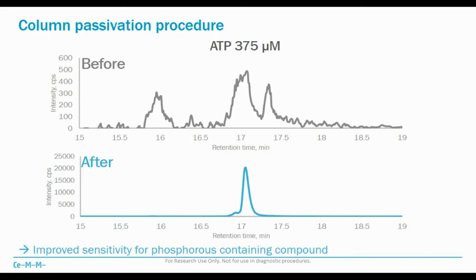And here you can see the results before we did it. We really puzzled why we could not see ATP at these high concentrations. And afterwards we saw, okay, you need to do this column passivation. And then we could see this really dramatic increase in sensitivity for this particular compound.